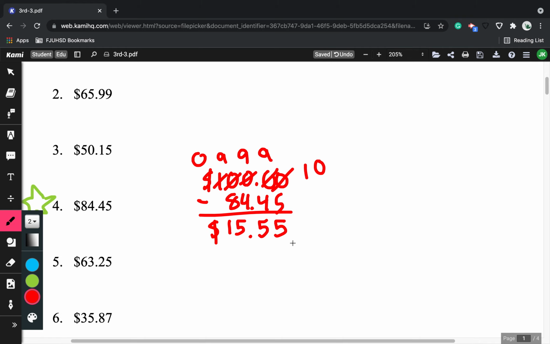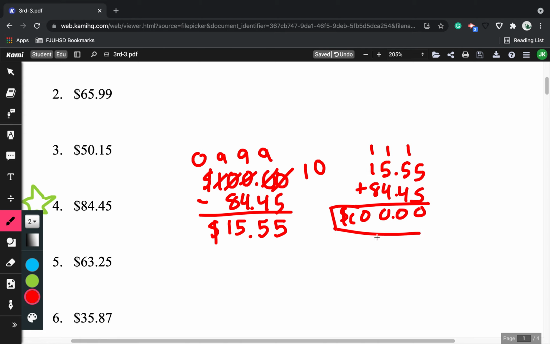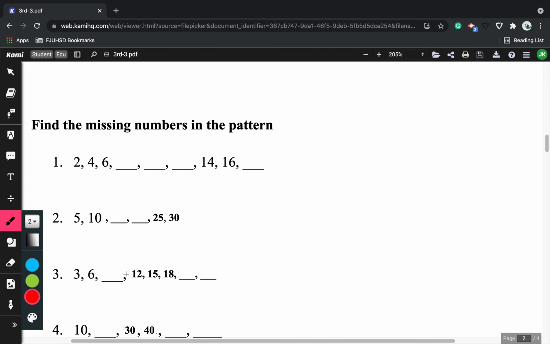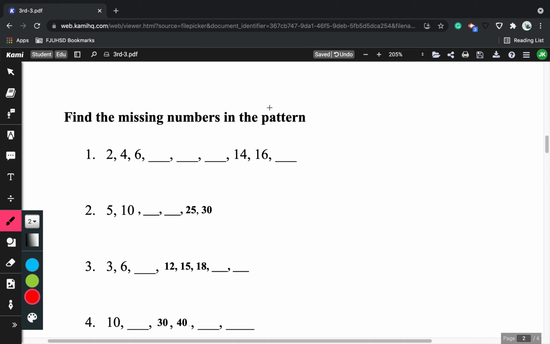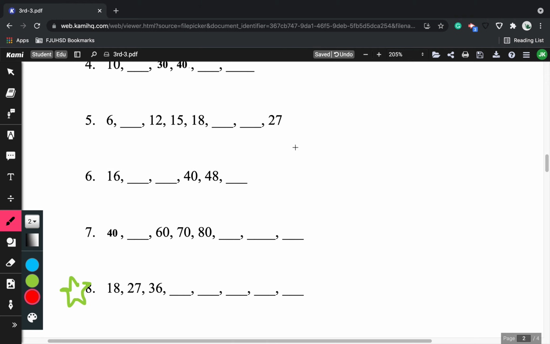So that's $15.55. To make sure you're doing this right, get your difference and add it to the amount they're asking. And if you get $100, then you did it correctly. So the answer is $15.55.